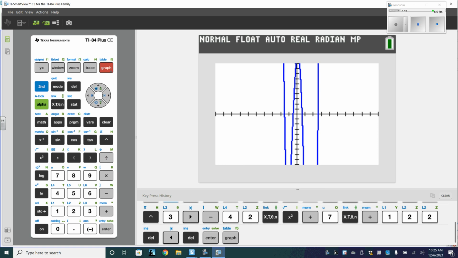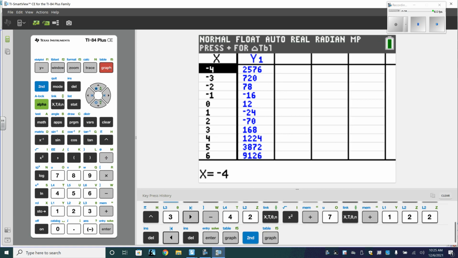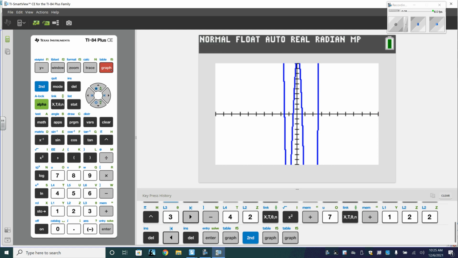So how many zeros do we have? 4, because we see it cross 4 times, yes? And they cross in nice whole numbers. Well, let's look at the table real quick and see. I don't see any zeros here, do you? No, and if we look back at the graph, well, -4, it is between -2 and 3 for the x values, yes?